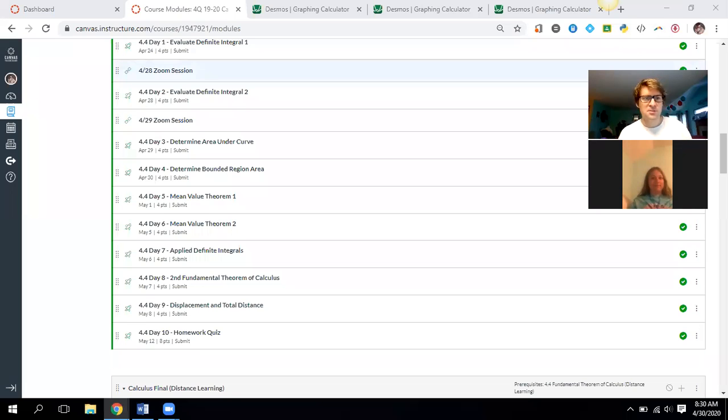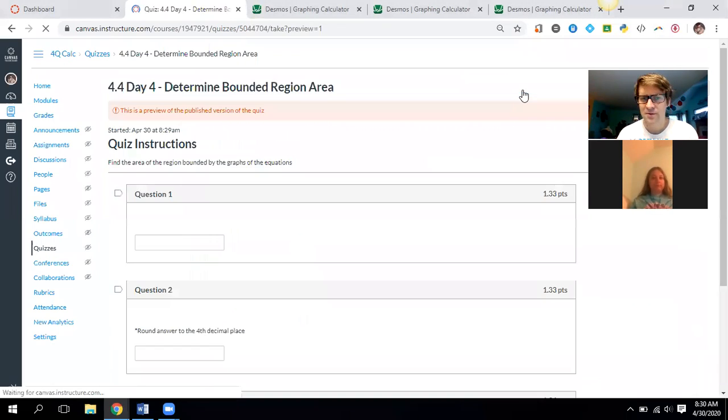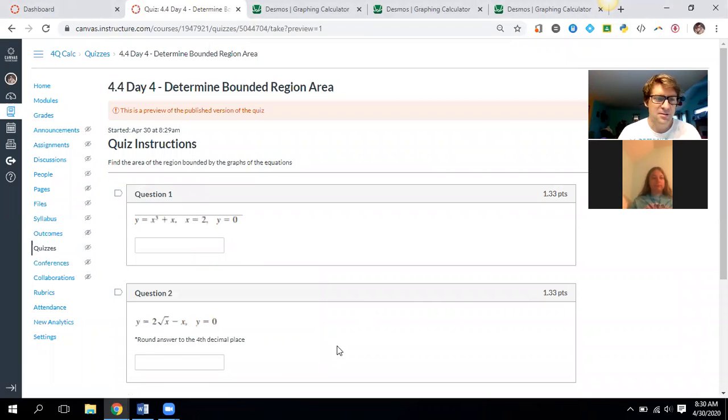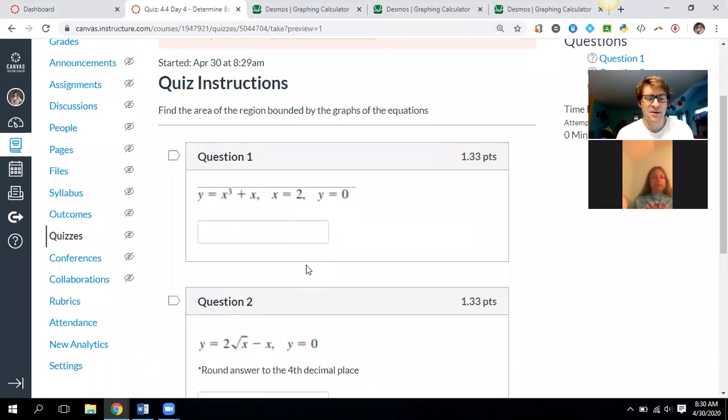All right, guys. So today what we're going to be doing is looking at determining the bounded region of an area. So this is very similar to what we did yesterday, except we don't have a graph to look at. So really the easiest way to do this is not the only way to do this, but I would say definitely the easiest way is to take these equations, hold on a second, let me make sure I got this, and plug them into Desmos or your graphing calculator and actually visually see the bounded regions.